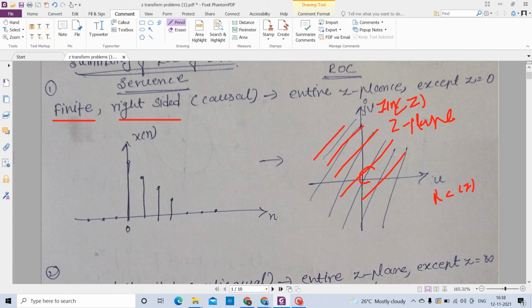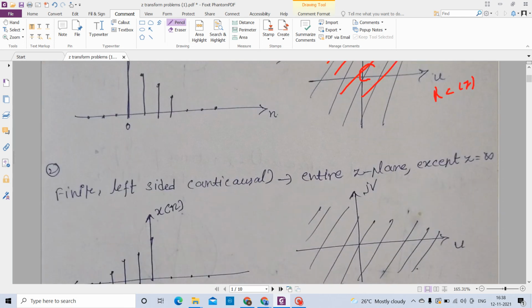So when the sequence is finite and it occupies the right side, the region of convergence is the entire z plane except z is equal to 0. I will prove that by solving one problem. Next one is finite left sided, a finite left sided sequence.